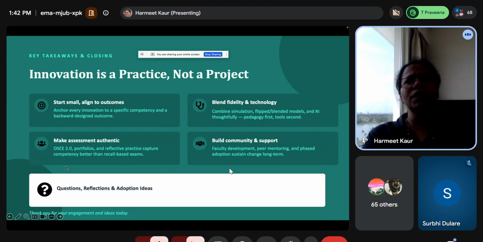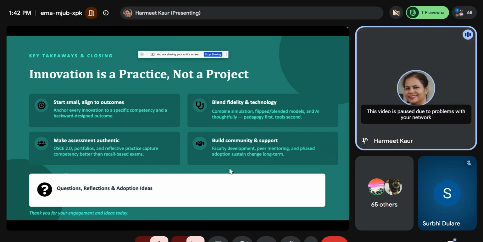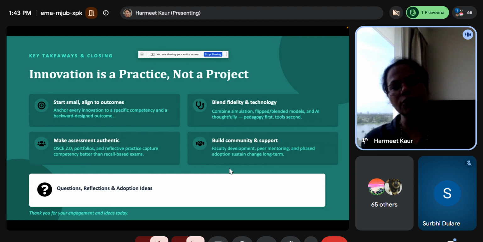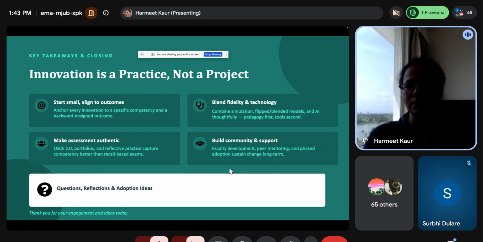Use OSCE. Please, INC has now made it mandatory that OSCE should be used during your practical examination. You have to come out of those traditional methods of assessment and start using OSCE and reflective practices. All these things should be used, and build community and support. If one faculty member has used some innovation, please discuss it with another person.